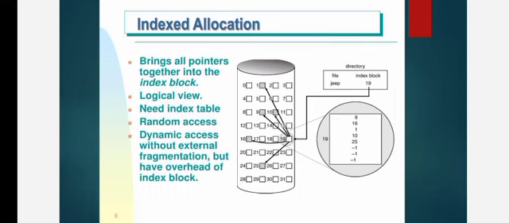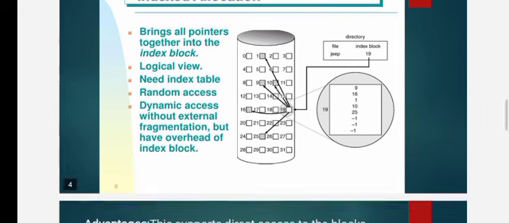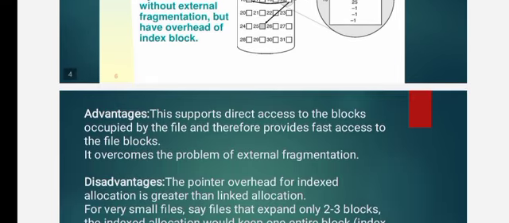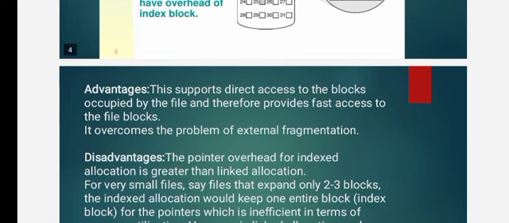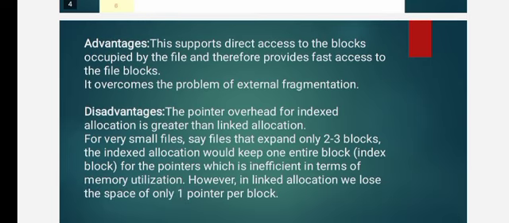It brings all pointers together into the index block. Logical view: need an index table, random access, dynamic access without external fragmentation, but has the overhead of the index block. Here are the advantages of that. It supports direct access to the blocks occupied by the file and therefore provides fast access to the file blocks. It overcomes the problem of external fragmentation.